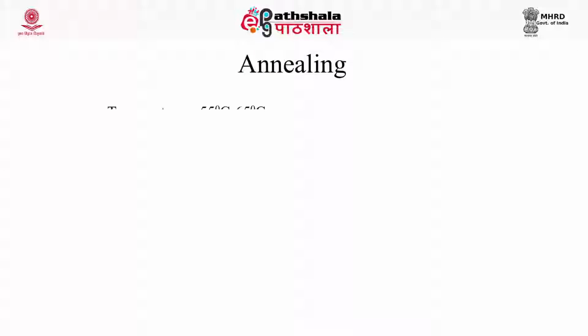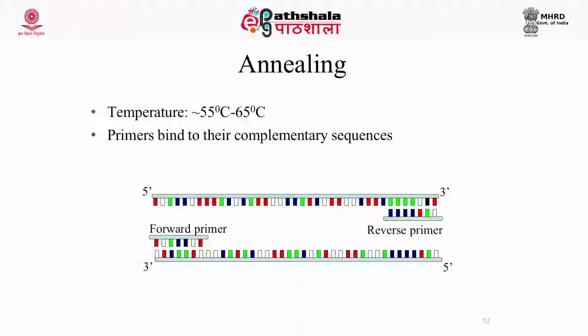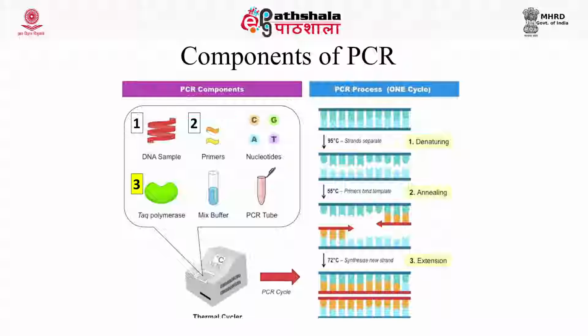This brings us to the second step, which is annealing. As we have seen the different requirements for primer designing, after designing a specific primer at 55 to 65 degrees centigrade, the primers bind to the complementary sequences of denatured or melted DNA, and this process or step is known as annealing. Coming to the third component of PCR, that is the Taq polymerase.